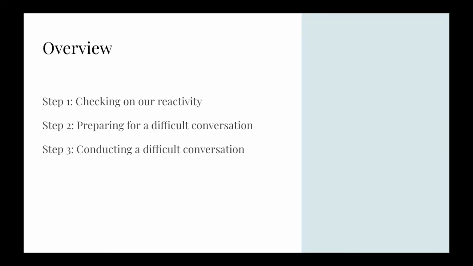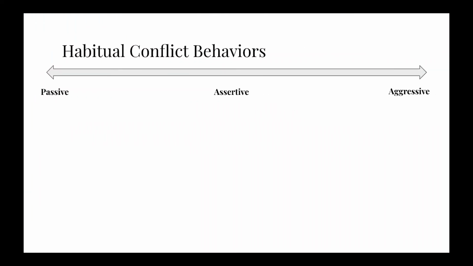The first skill is in checking on our reactivity and deactivating it. The second skill is in preparing for a difficult conversation. And the third skill is in conducting a difficult conversation. So let's start with the first skill, which is to check on our reactivity to a challenging situation like a conflict and finding ways to deactivate it.